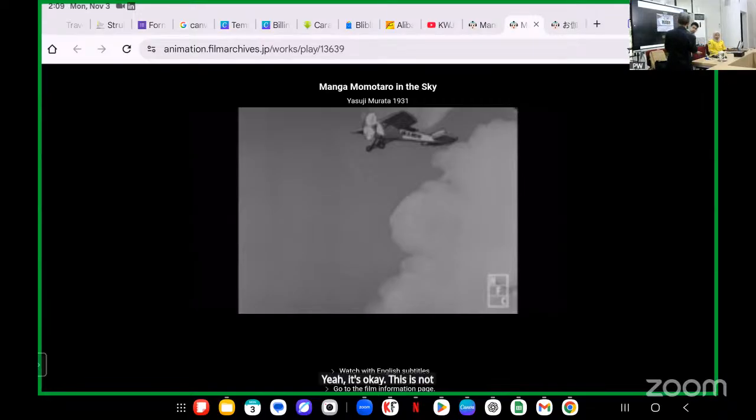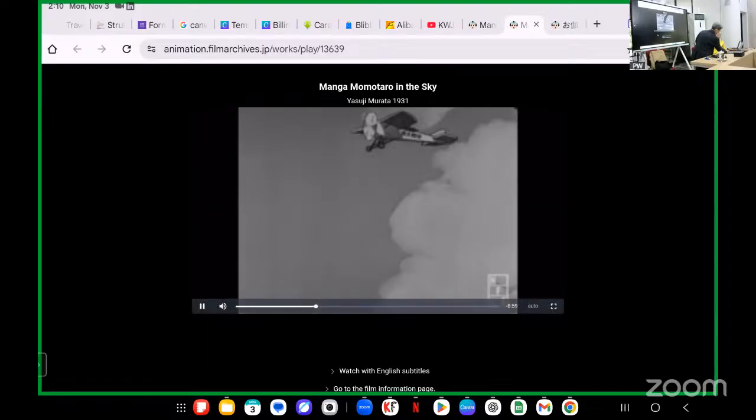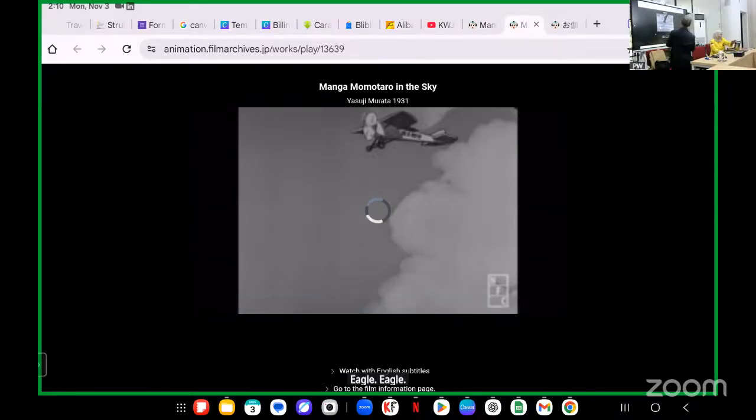Yeah, it's okay. This has no sound, no sound recording. And maybe I think it's better to proceed. This is the fighting between the rogue eagle and Momotaro.